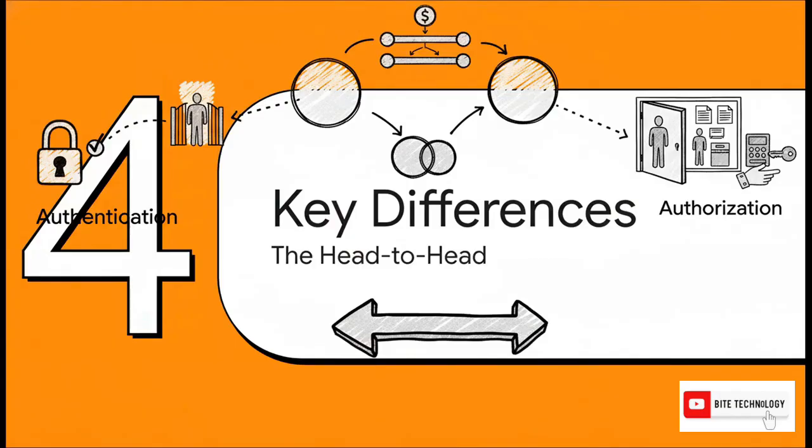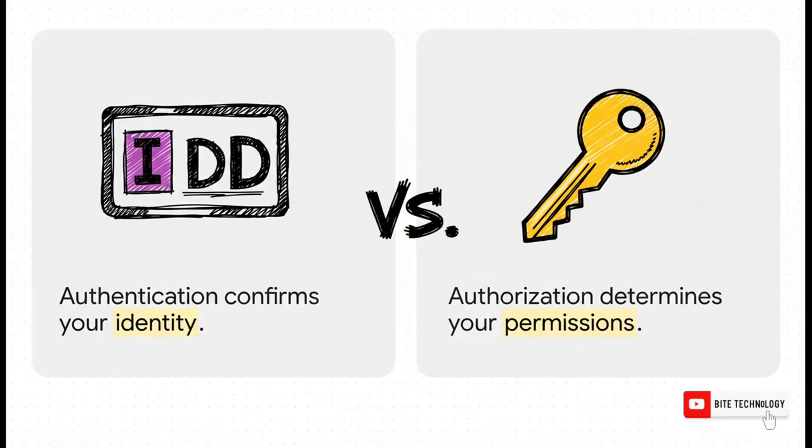Okay, so we've looked at them one by one. Now let's put them side by side, head to head. This is where any lingering confusion just evaporates, and you can see how different their jobs really are. It really is this simple. Authentication is your ID card. It proves who you are. Authorization is your key card. It determines what you can do.